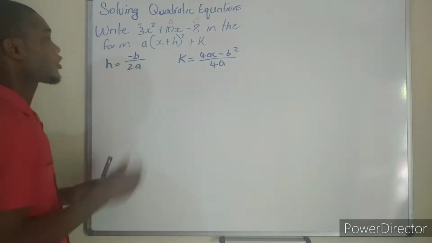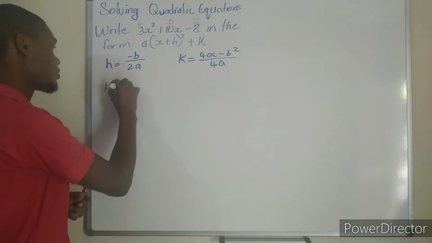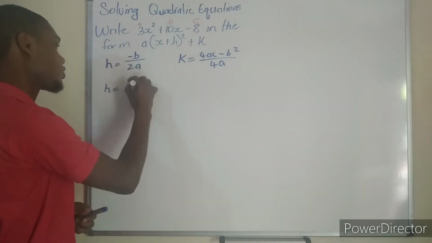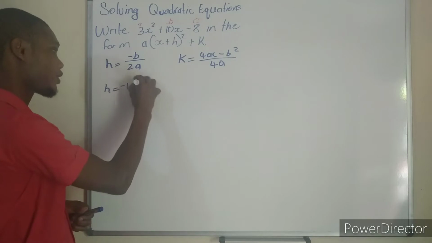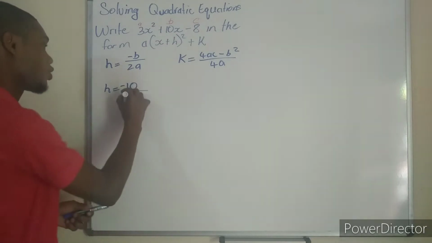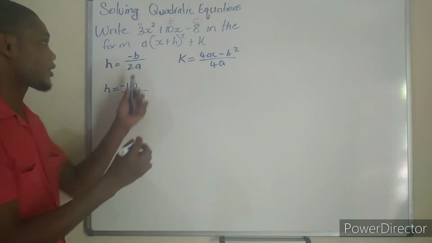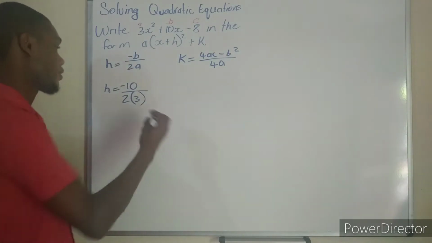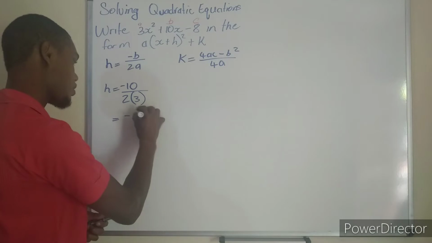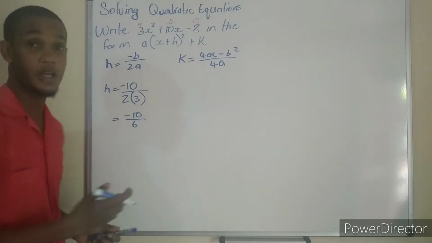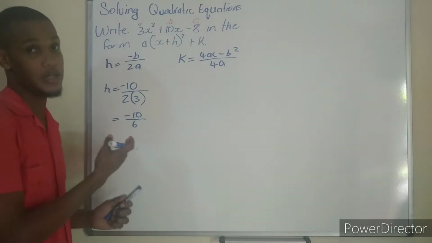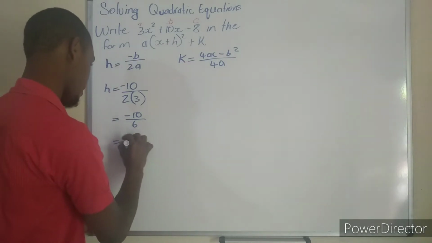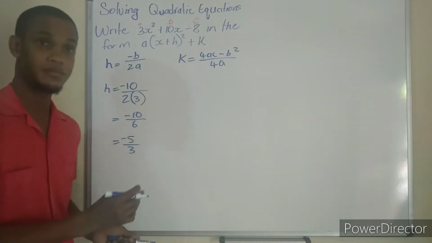So now h is equal to negative b over 2a. You simply look at your equation to say, what is b? In this case, b is positive 10. So you'll just say negative sign and put your 10 divided by 2, open bracket, your a is 3, so you just put your 3 there. And this is equal to negative 10 over 6. You can simplify it or leave it as is. So this will be equal to negative 5 over 3.